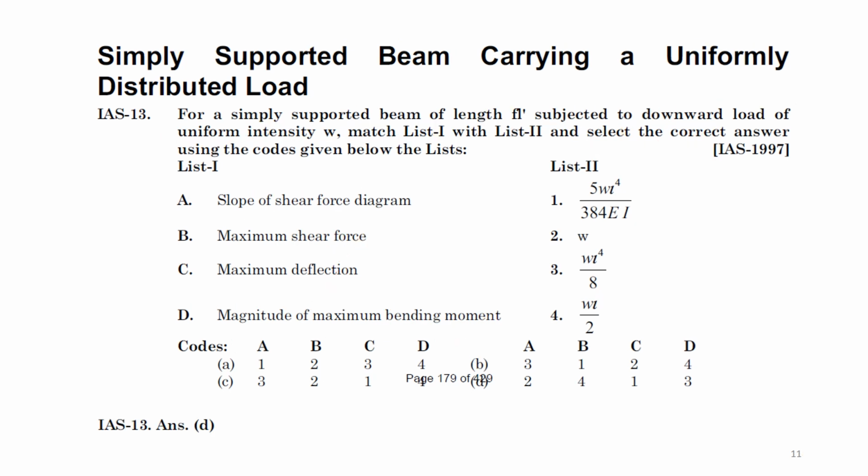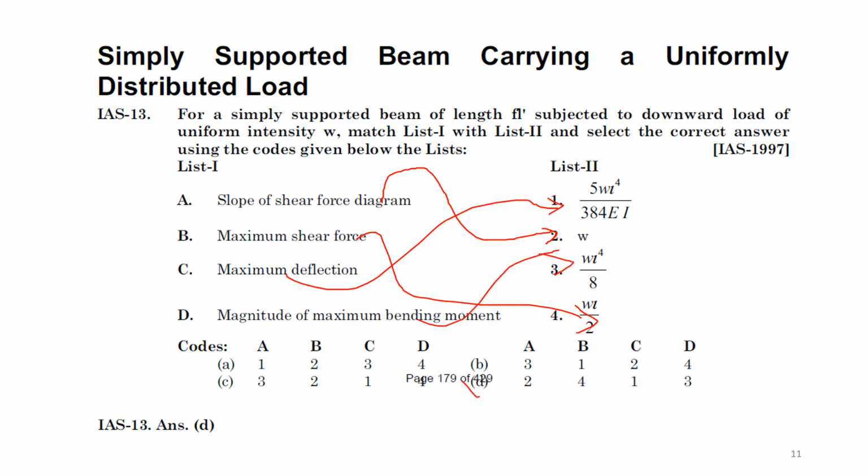So this slope of shear force diagram will be W. Maximum shear force is nothing but WL by 2. Maximum deflection: you know this is the formula for a simply supported beam for the deflection, 5WL to the power 4 by 384 EI. And whatever remains will be our last one. The magnitude of maximum bending moment is 3. So the answer is D.